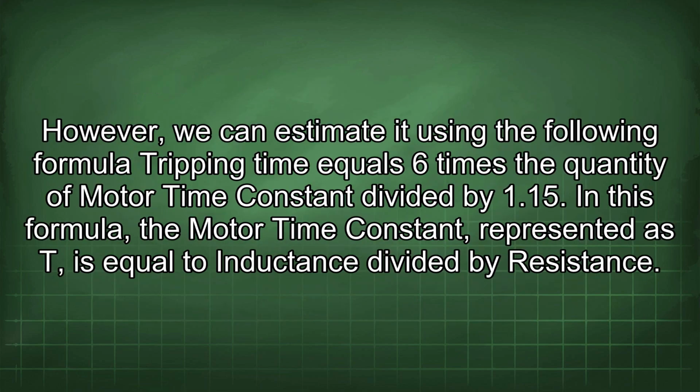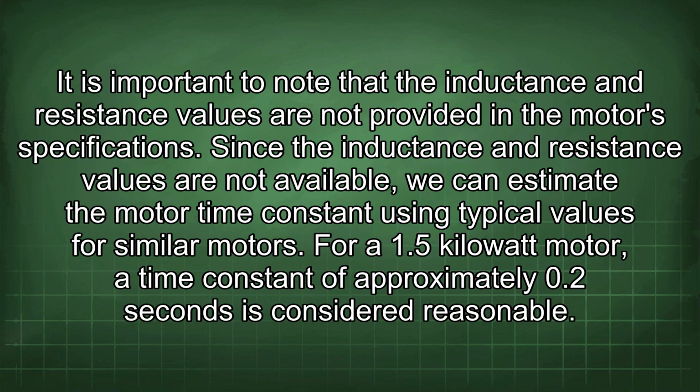However, we can estimate it using the following formula: tripping time equals 6 times the quantity of motor time constant divided by 1.15. In this formula, the motor time constant, represented as T, is equal to inductance divided by resistance. It is important to note that the inductance and resistance values are not provided in the motor specifications.